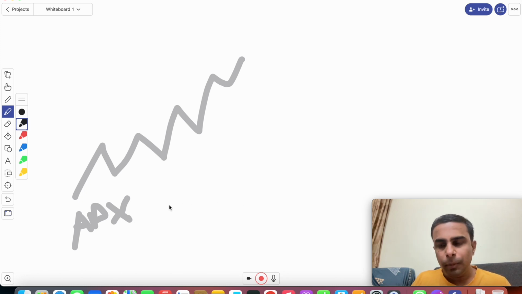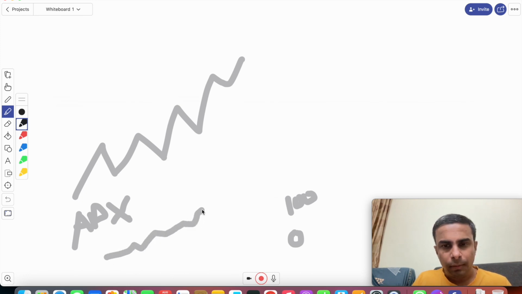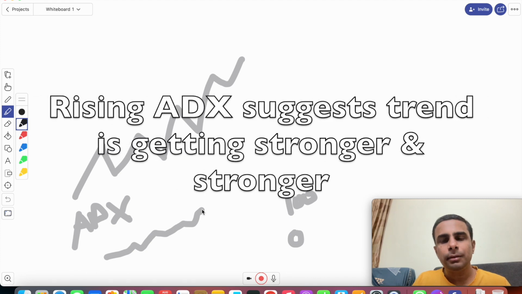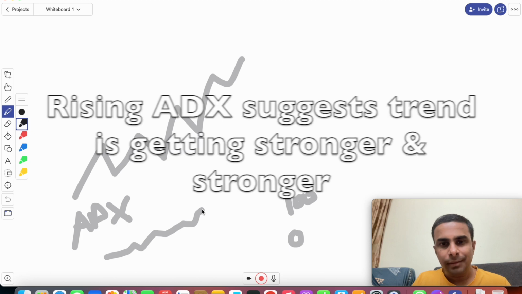This ADX is computed based on moving averages over a period of time. Generally, a 14 day period is considered, and the values of ADX oscillate between 0 and 100. So as you can see over here, the price is making higher highs and higher lows. And if we see that the ADX line is going up, then we can say that the stock is in a trend and the trend strength is visible.